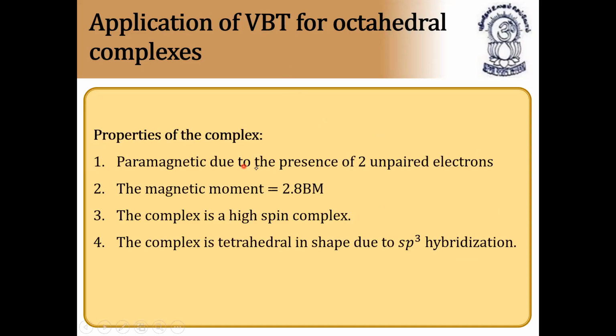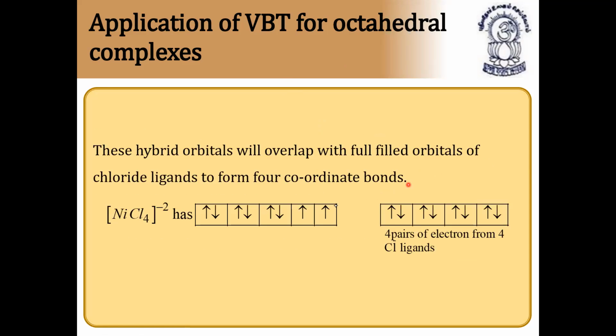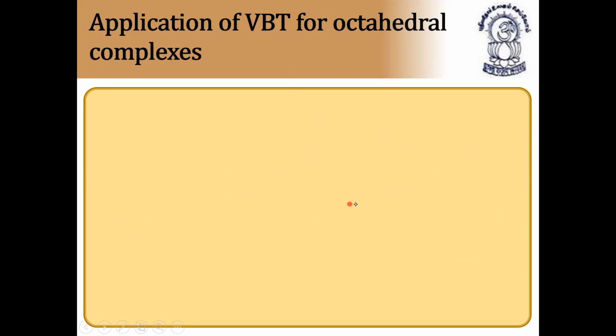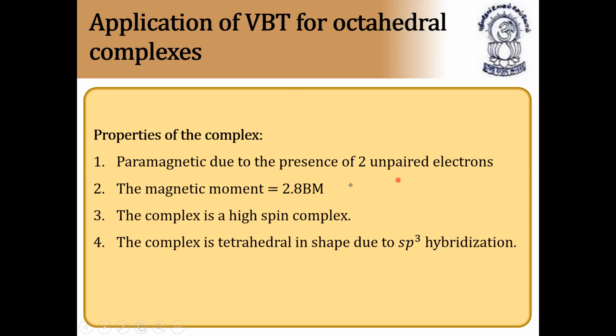So paramagnetic due to the presence of 2 unpaired electrons. Since it has 2 unpaired electrons, you can just check here, 2 unpaired electrons are present in d orbital. So it is paramagnetic in nature. The magnetic moment is 2.8 Bohr magneton. The complex is high spin and also an outer orbital complex.